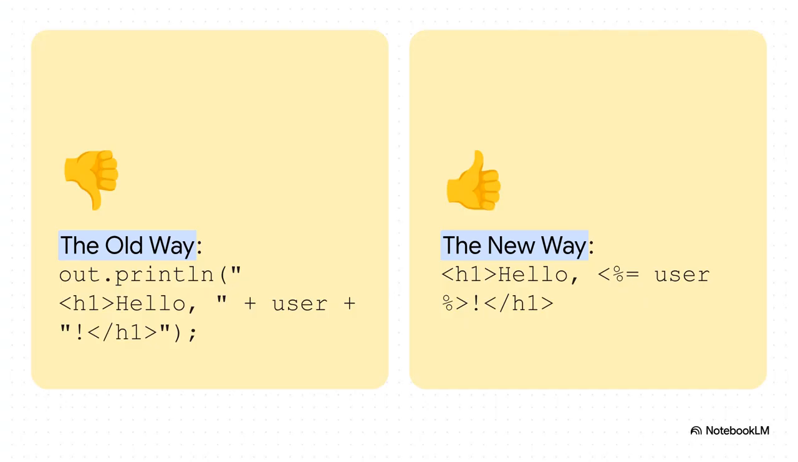Okay, check this out. On the left, you see the old way, using something called Java servlets. Look at it. The programmer is literally writing Java code to print out every single line of HTML. It's just awful. It's clunky, it's impossible to read, and for a web designer, an absolute nightmare. But then, look at the right. This is the new idea, the JSP way.